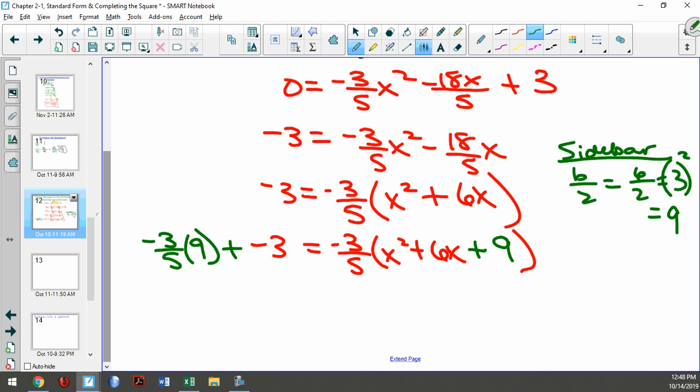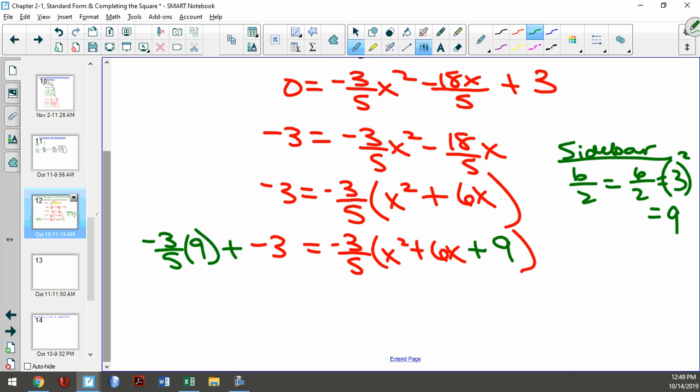Six divided by 2 is 3, squared is 9. I'm going to add 9 on the inside of the parenthesis, which is attached to the negative 3/5 by multiplication, so I'm actually adding negative 3/5 times 9. Good? Yes. Why does it go on the inside? Because the b value that we chose to use, which was 6, is on the inside of the parentheses. So wherever your b value is, that's where you have to add that number.